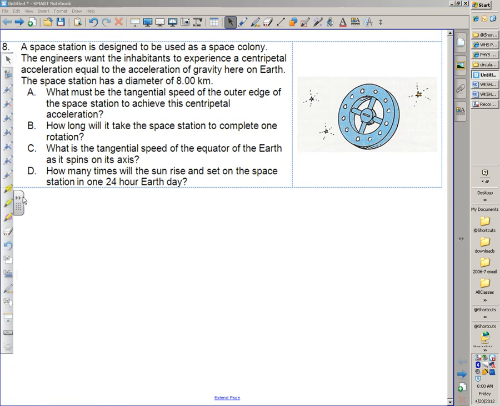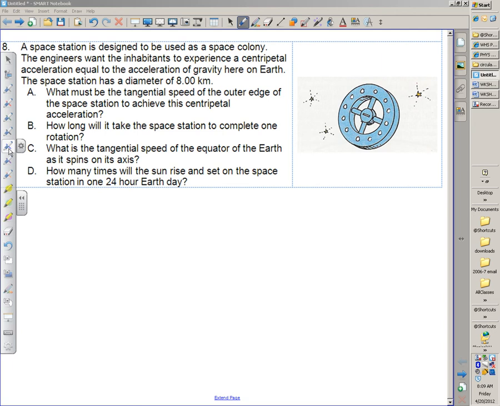Number 8 says a space station is designed to be used as a space colony. So futuristic. The engineers want the inhabitants to experience a centripetal acceleration equal to the acceleration of gravity here on Earth. The space station has a diameter of 8 kilometers. Part A says, what must be the tangential speed of the outer edge of the space station to achieve this centripetal acceleration? We talked earlier in the week about the idea of centripetal acceleration and centripetal force.